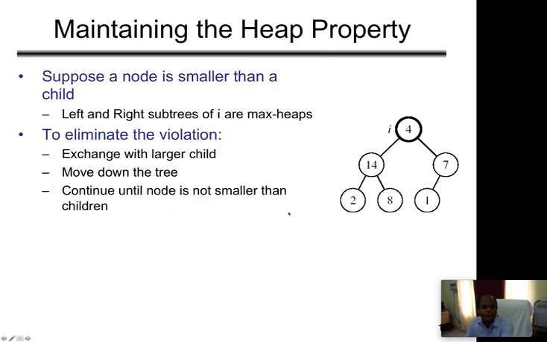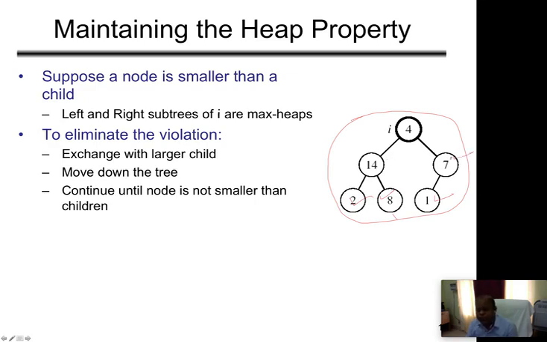Maintaining the heap property, heapifying. Suppose a nearly complete binary tree is given, and we want to maintain the heap property. In this case the heap property is maintained, and in this case too. The leaf nodes by default maintain the heap property, but for the non-leaf nodes, you have to check whether the heap property is maintained or not.